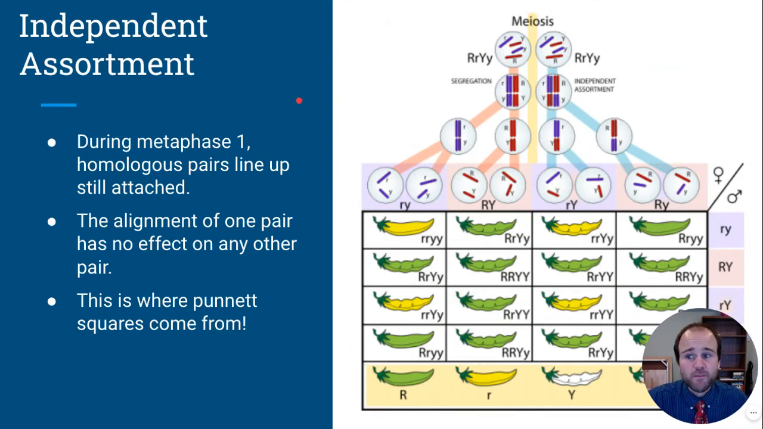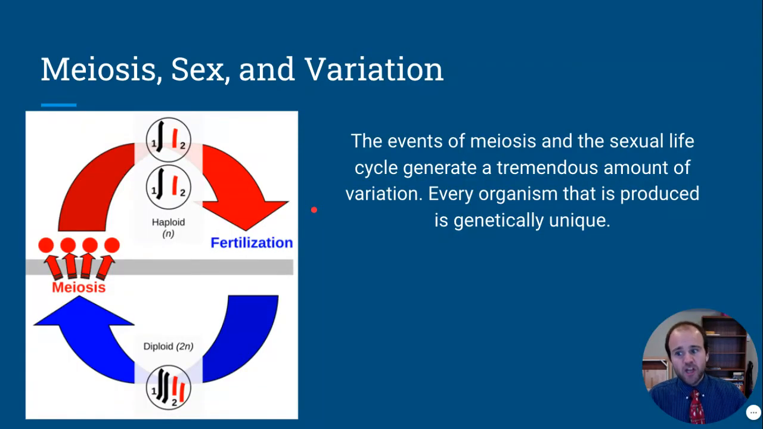And this principle of independent assortment is how we get these Punnett squares. Because of independent assortment, when we look at the chromosomes, we could have all these different variations of how we build a sperm or an egg based on mom and dad's chromosomes. And so that's how we get the sides of a Punnett square. We'll learn more about this a little bit later on in the unit. So there's lots of opportunities for variation among the sperm and among the eggs.